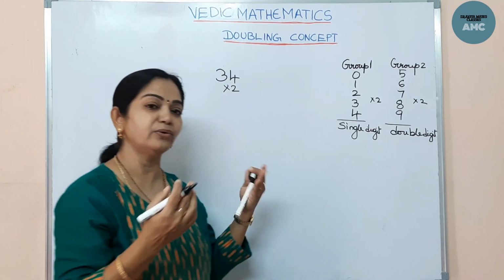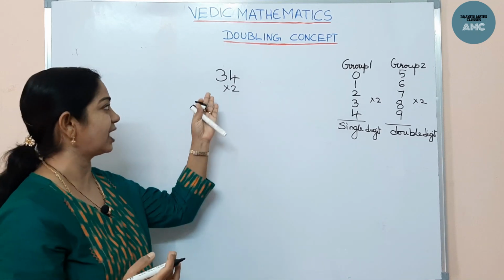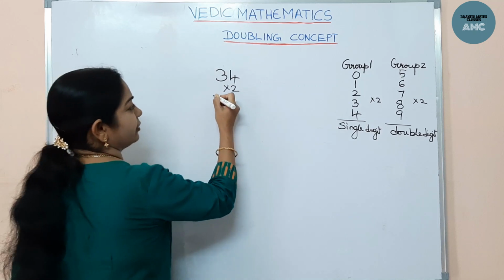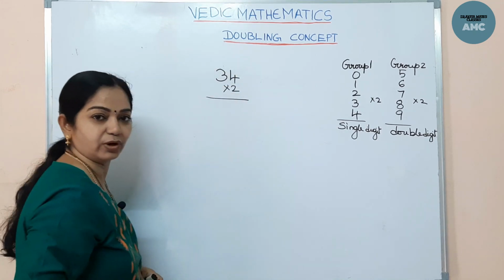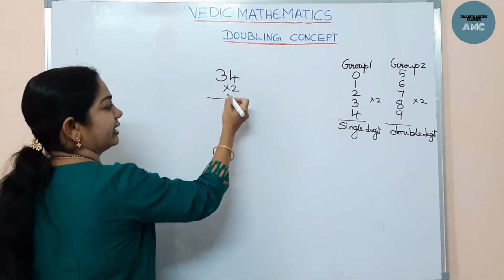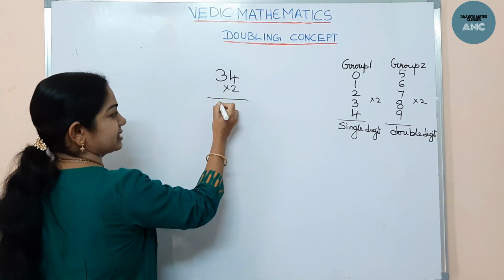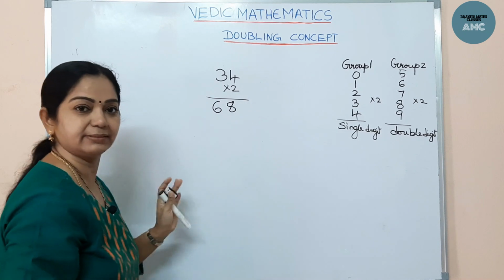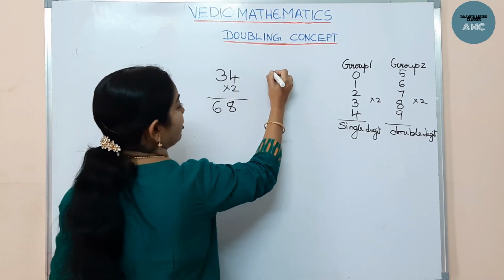Likewise, we know the doubles for a few numbers, but for other numbers let me start with this. Here I want the double of this 34. I'm not multiplying here. 3 2s are 6, I'll write 6, and then 4 2s are 8. So 68 simply. That's it.